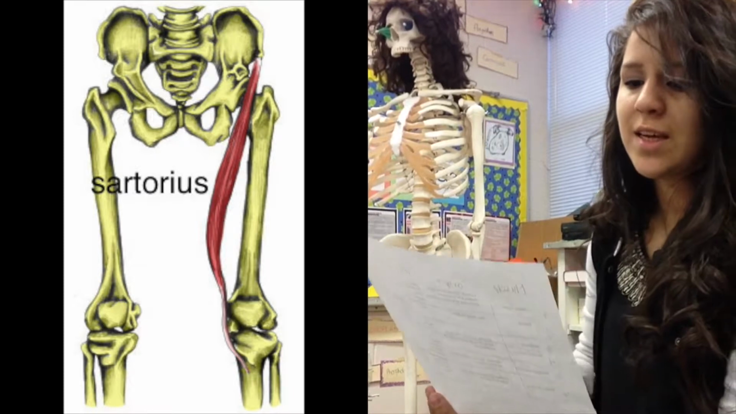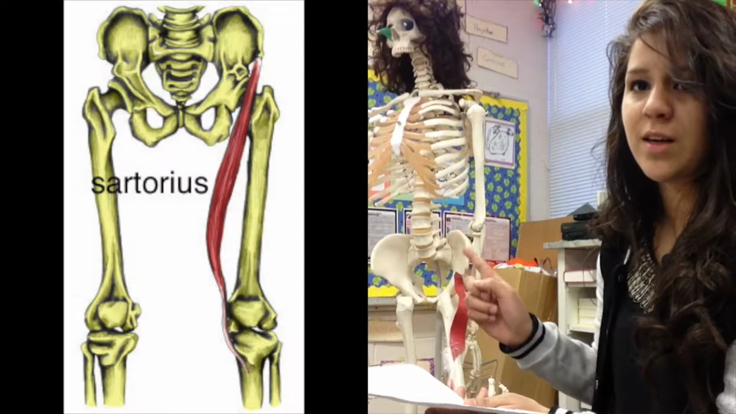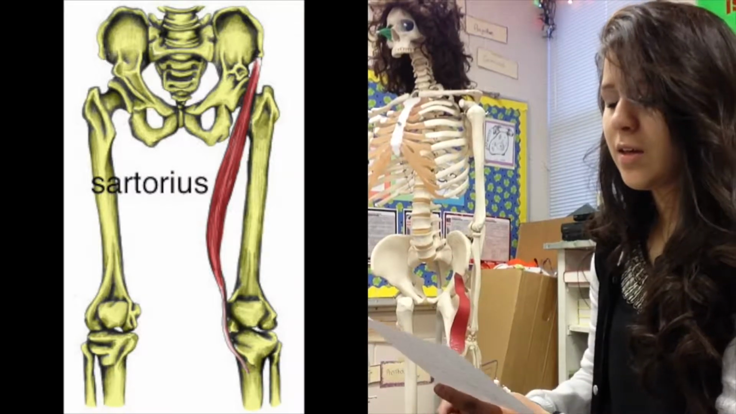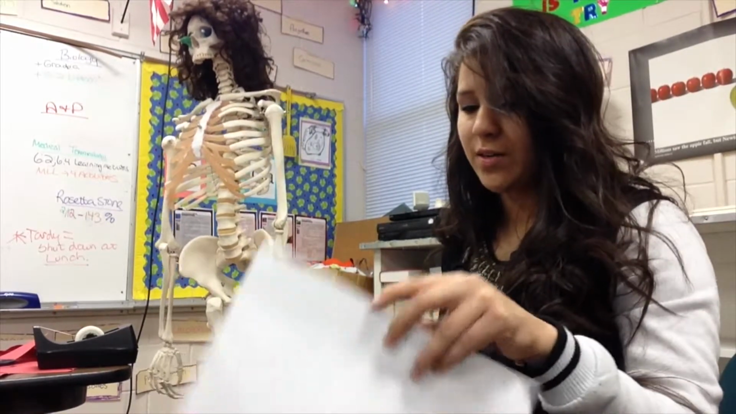Okay, the sartorius, the origin is the anterior superior iliac spine, so like right around there. And then the insertion is the medial surface of the tibia, right around here. And then its action is that it flexes the knee and hip, abducts and rotates the thigh laterally. The agonist is the sartorius, and the antagonist is the gluteus maximus and the minimus.